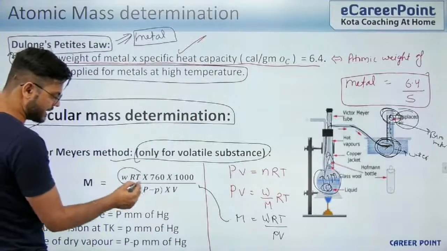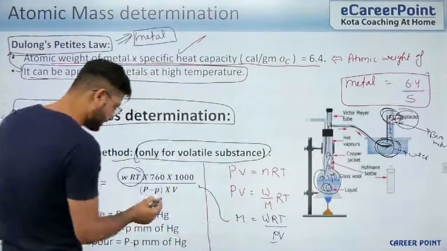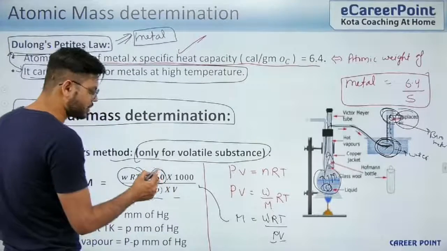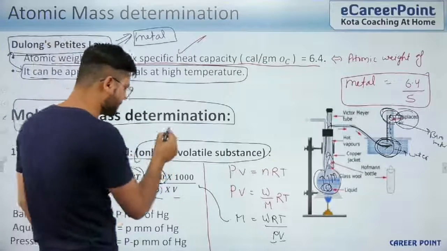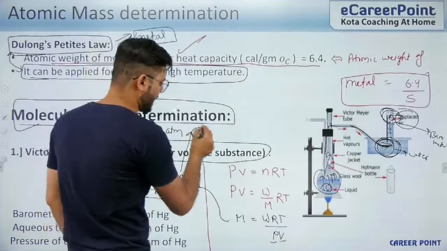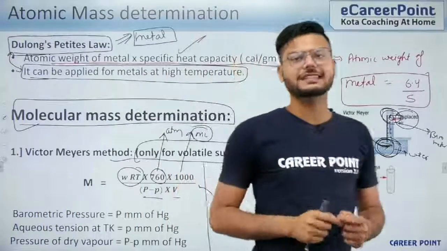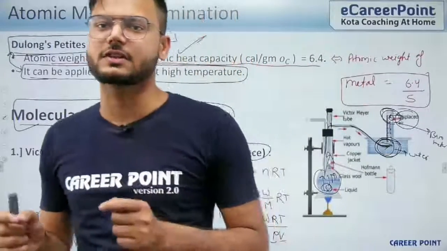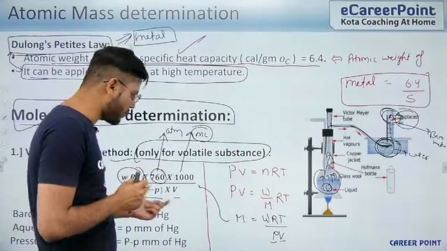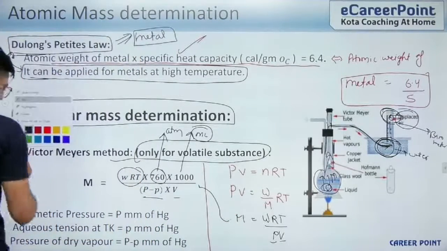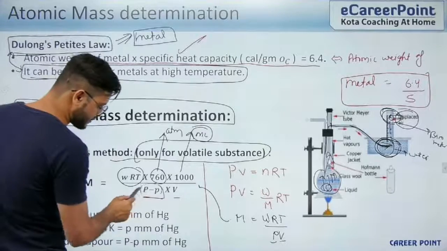So see, WRT upon pressure and volume, and this 760 is to convert the pressure into atm, and the 1000 converts the volume into milliliters. So 760 and 1000 are nothing but unit conversion factors. And this formula is very similar to the earlier one. Now the question arises, why do we have here P minus small p?